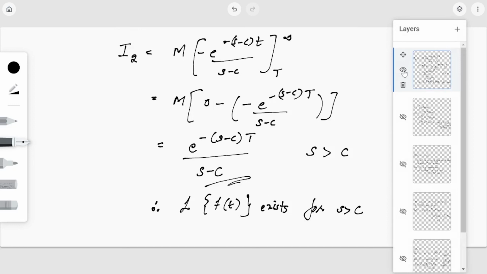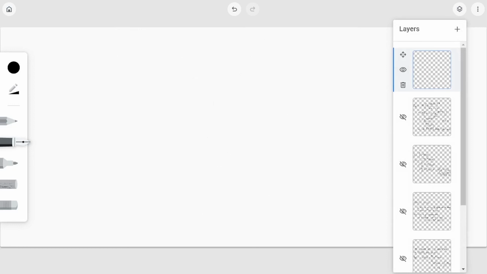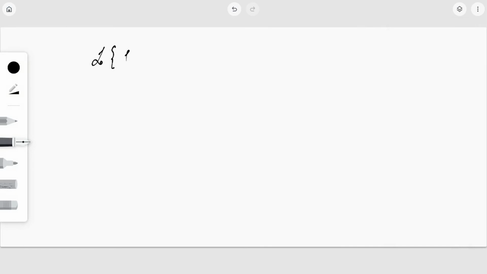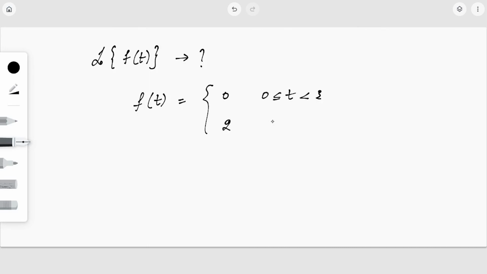Now we shall just see one more example and wind up this lecture. That is, how to find the Laplace transform of a piecewise continuous function. That is, we need to find L of f of t, okay, where f of t is given by 0 for 0 less than t less than 3 and 2 for t greater than or equal to 3. Okay, so here what will be our capital T? Capital T will be 3.